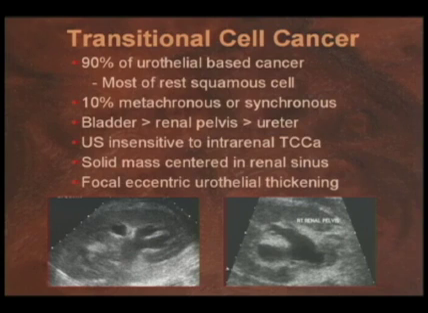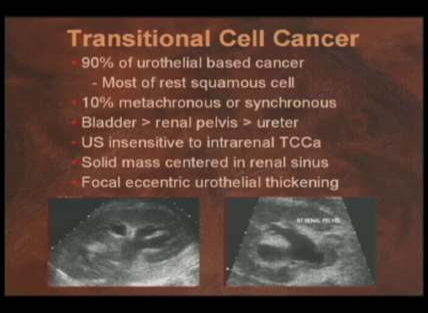Transitional cell carcinoma is much less common than renal cell carcinoma, but it is the most common urothelial cancer. The rest of urothelial-based cancers are squamous cells. 10% of transitional cell cancers are metachronous or synchronous, and it occurs much more frequently in the bladder than the renal pelvis, and more often in the renal pelvis than in the ureter.